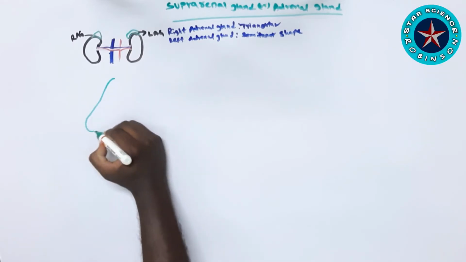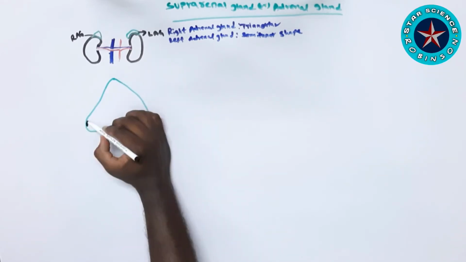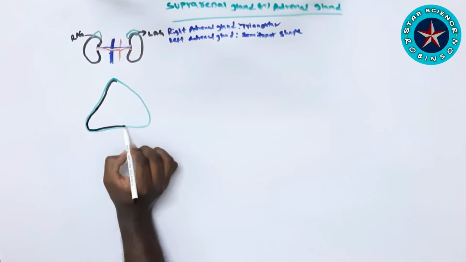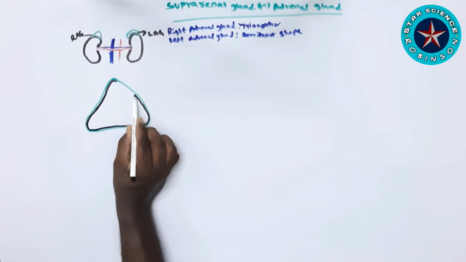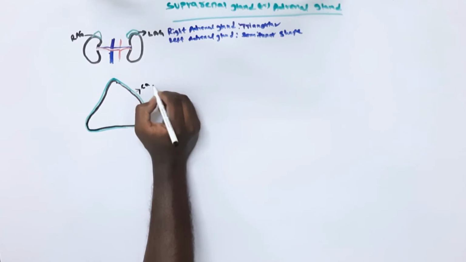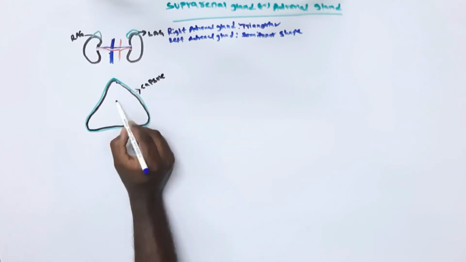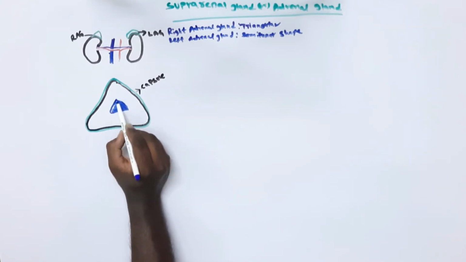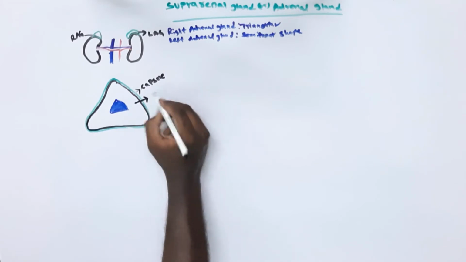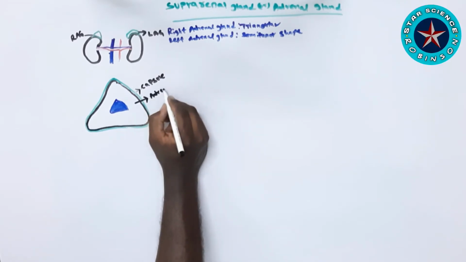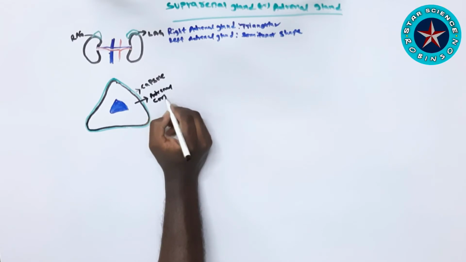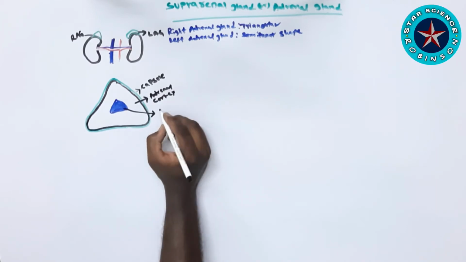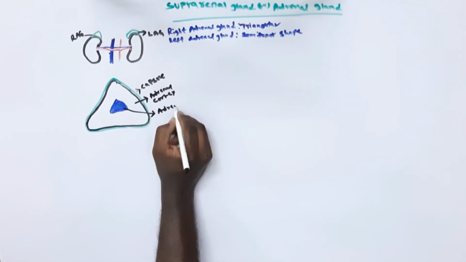Now we'll see the structure of the adrenal gland. I am drawing an adrenal gland, and the green color is called the capsule, the covering of our adrenal gland. The suprarenal gland contains two parts. One is the adrenal cortex, in white color in our diagram. Next, the blue color is called the adrenal medulla.